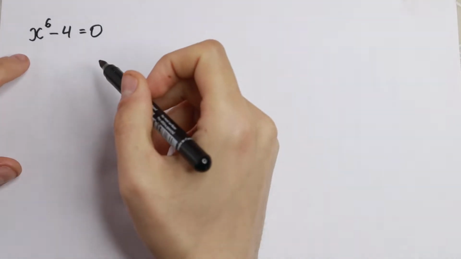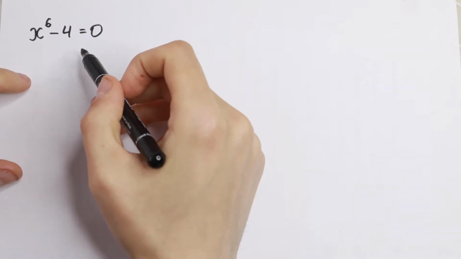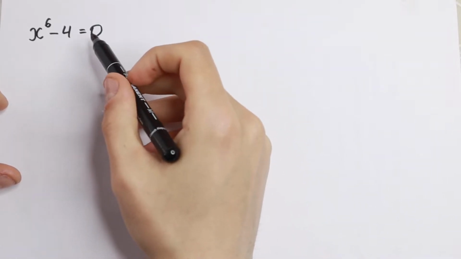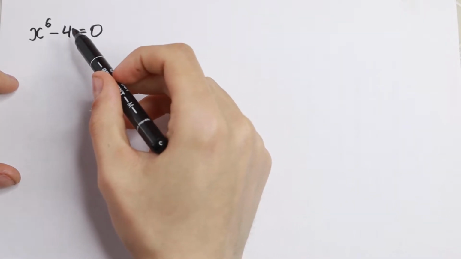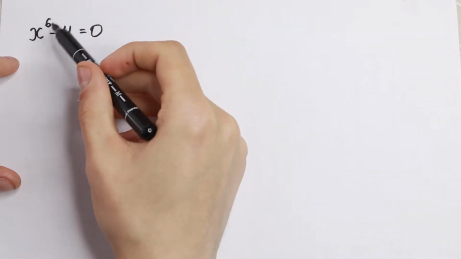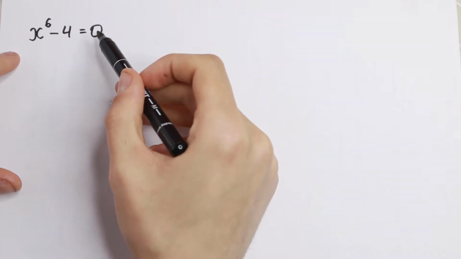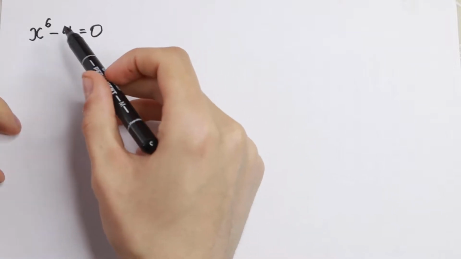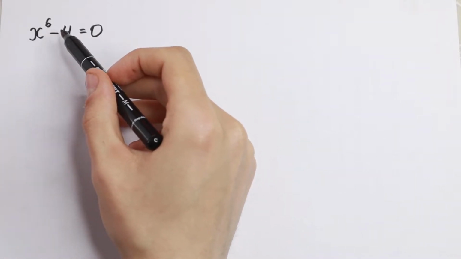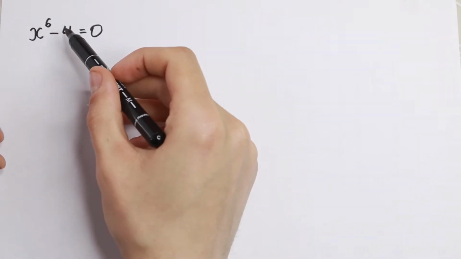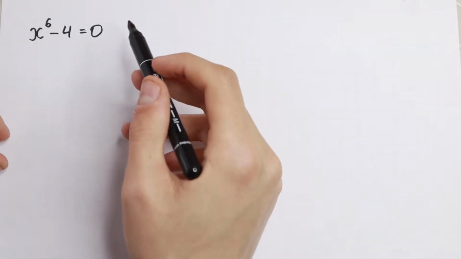Today we have an interesting equation. We have x to the 6th power minus 4 equal to 0. And at first sight, this equation is an easy one, because we have x to the 6th power, we can bring this 4 to the right and we can find our x's. But as you know, we have 6 right here, so we will have no more than 6 roots, so we will have 6 roots right here. So let's try to find them.